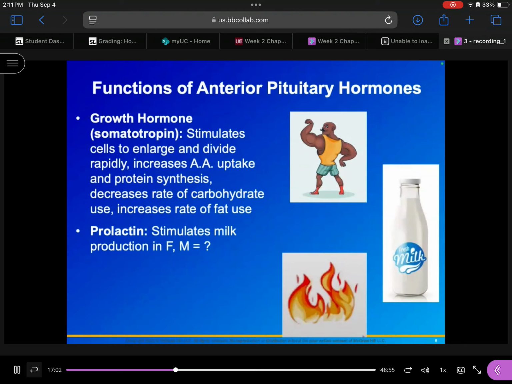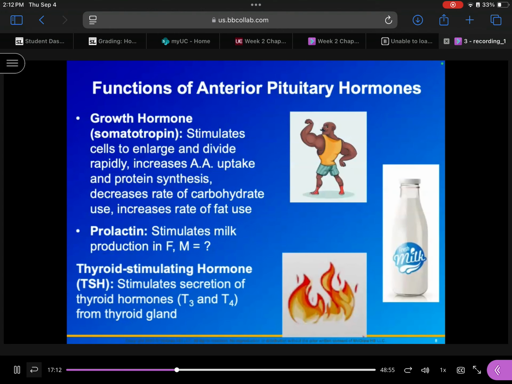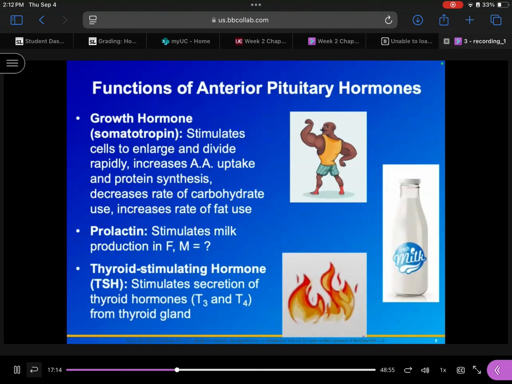Just think about lactose, which is in milk. So prolactin stimulates milk production in females. In males, we're not 100% sure everything that it does, so don't worry about that. I also provided little pictures for you on the side. A little bit of them are, I guess, inaccurate. That's not that type of milk.